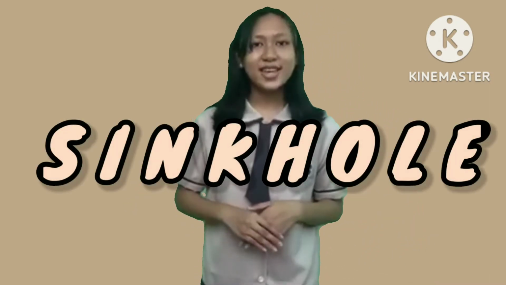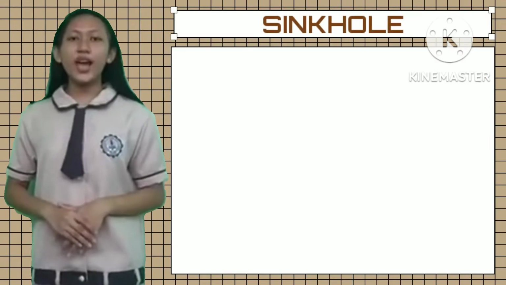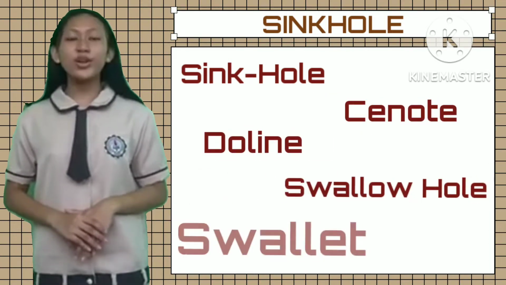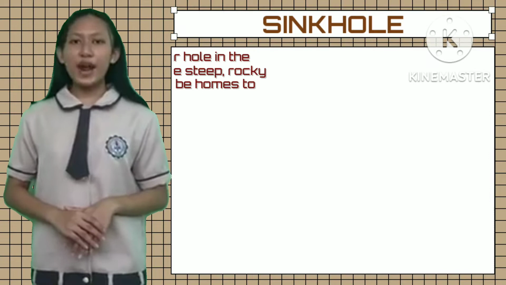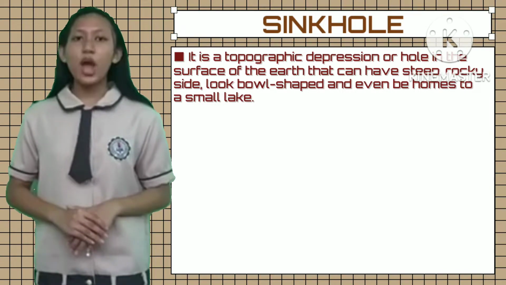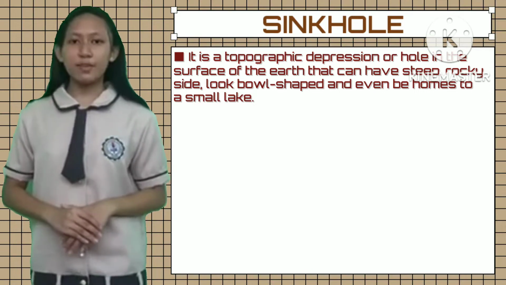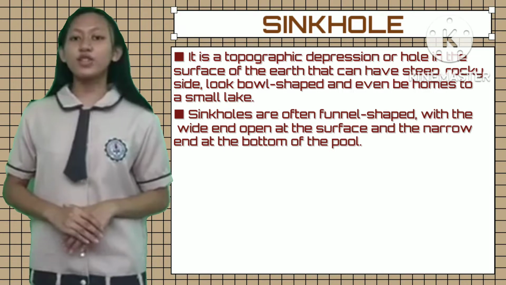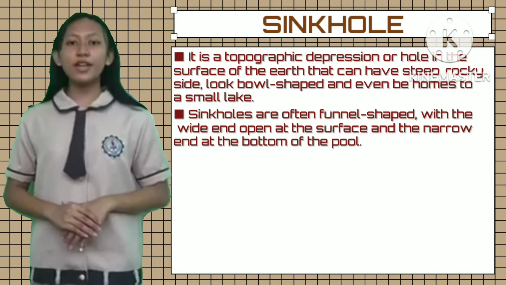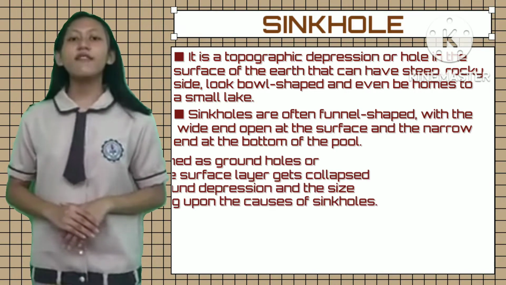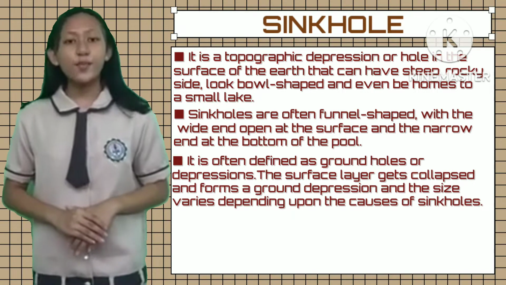So, what is a sinkhole? Sinkholes are also known as sinkhole, cenote, dolline, swallow hole, or swallet. It is a topographic depression or hole in the surface of the earth that can have steep, rocky sides, look ball-shaped, and even be home to a small lake. Sinkholes are often funnel-shaped, with a wide end open at the surface and the narrow end at the bottom of the pool. It is often defined as ground holes or depressions.